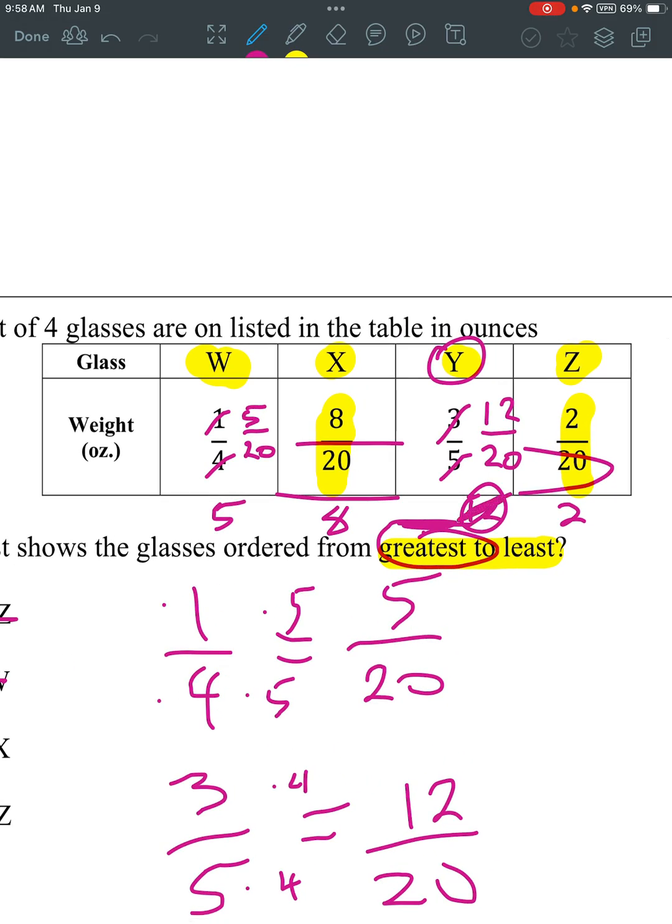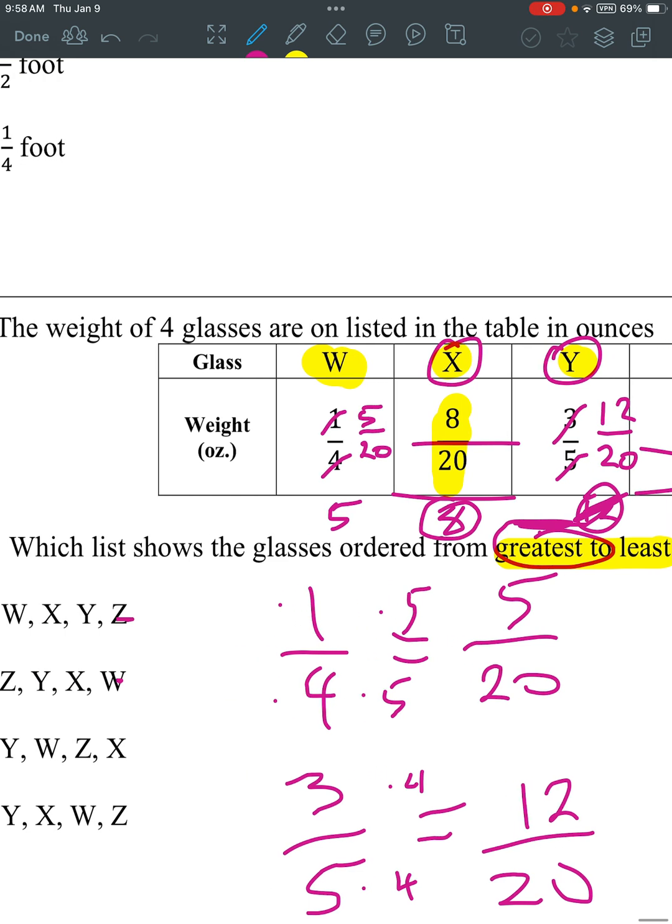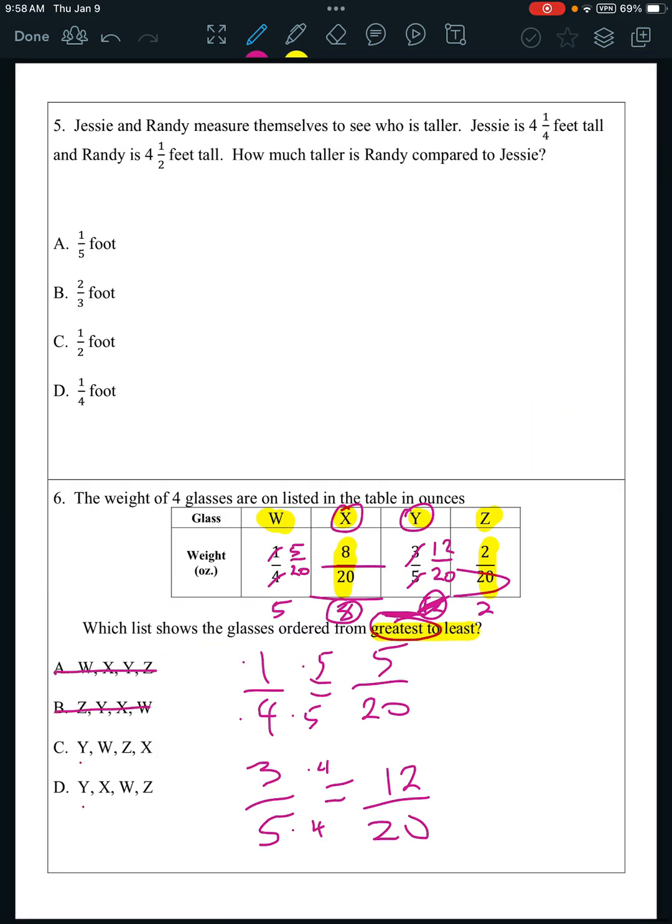I used it. What is the next greatest? Well, the next greatest is 8. So that is X. So I'm going to go look for my list that says Y, then X. This says W, so it's not list C. The only list that has Y and X in the first position is D.